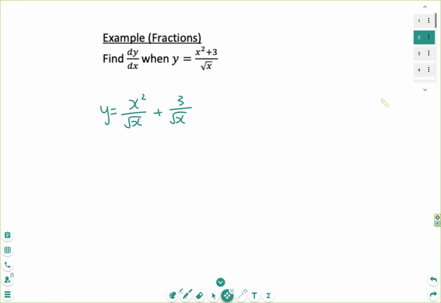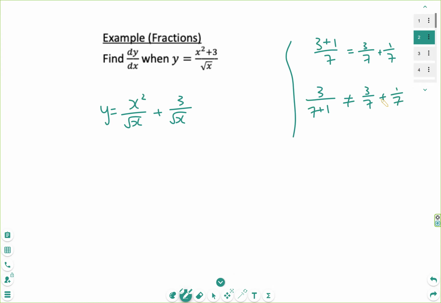Just to show you, two examples. Let's say 3 plus 1 over 7. You can split that up as 3 over 7 plus 1 over 7. But let's say you have 3 over 7 plus 1, you can't do 3 over 7 plus 1 over 7 plus 3 over 1. It doesn't work that way. Just to make you aware.